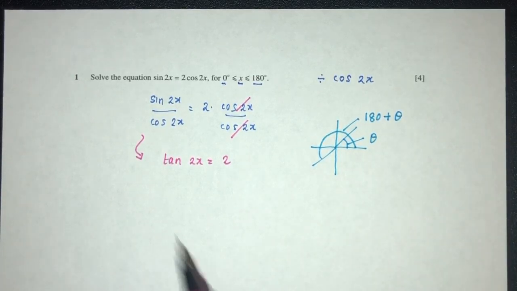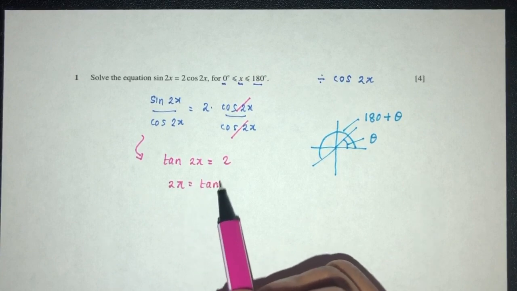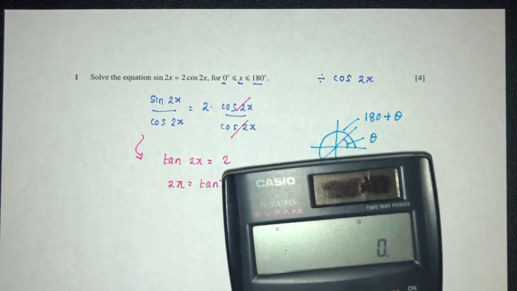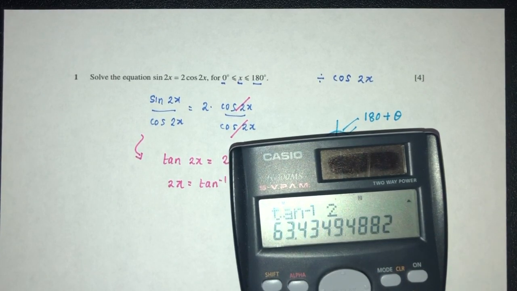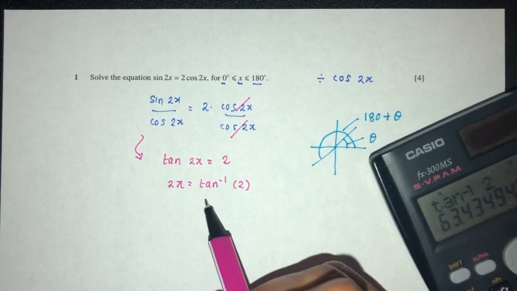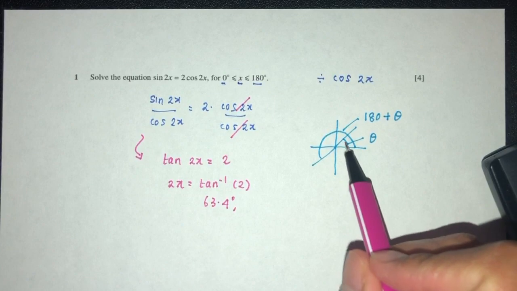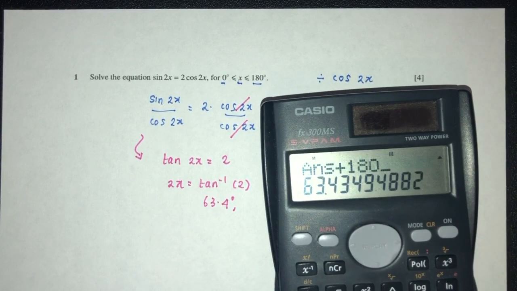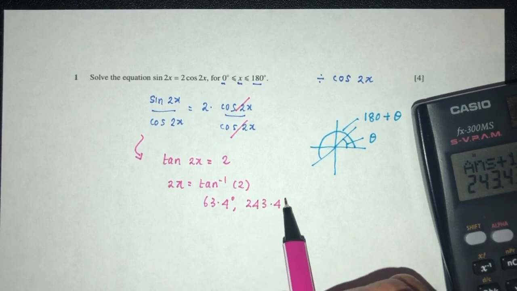Now, here we have 2x is equal to tan inverse of the value of 2. Let's see what happens. Here we have to use degrees, obviously. So in degrees, tan inverse of 2 should be 63.4, and this is the value over here. Now we have to find this one. That will be 180 plus this one, which is 243.4 degrees.